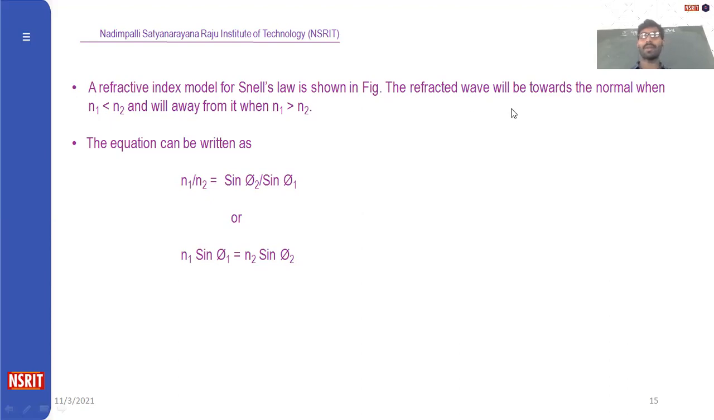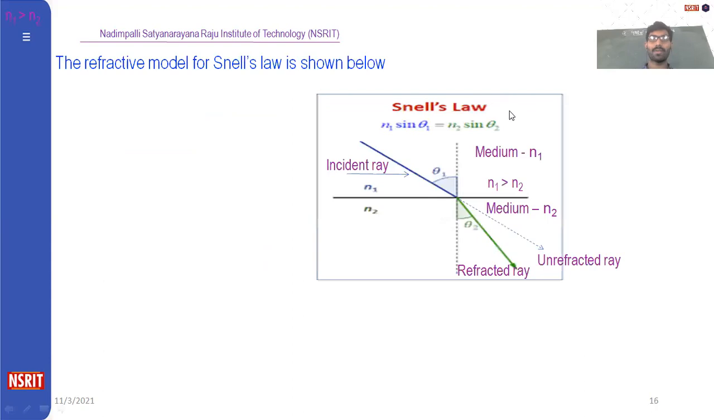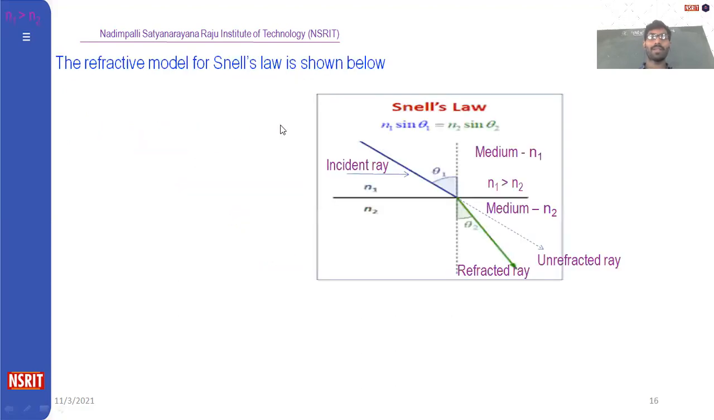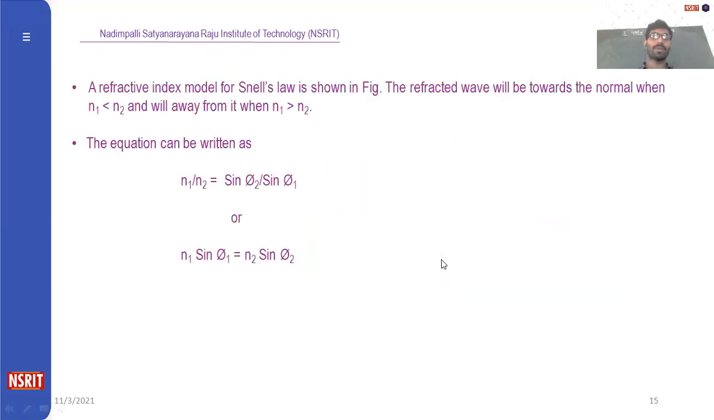The refracted ray will bend towards the normal. Here you can observe that this ray is bent towards the normal when N1 is less than N2, and it will bend away from the normal when N1 is greater than N2. If N1 is greater than N2, then it is going to bend in this direction, not in this direction. Okay. That is what you need to remember. The equation can be written as N1 by N2 is equal to sine phi2 by sine phi1. That is, here we are writing Snell's law.